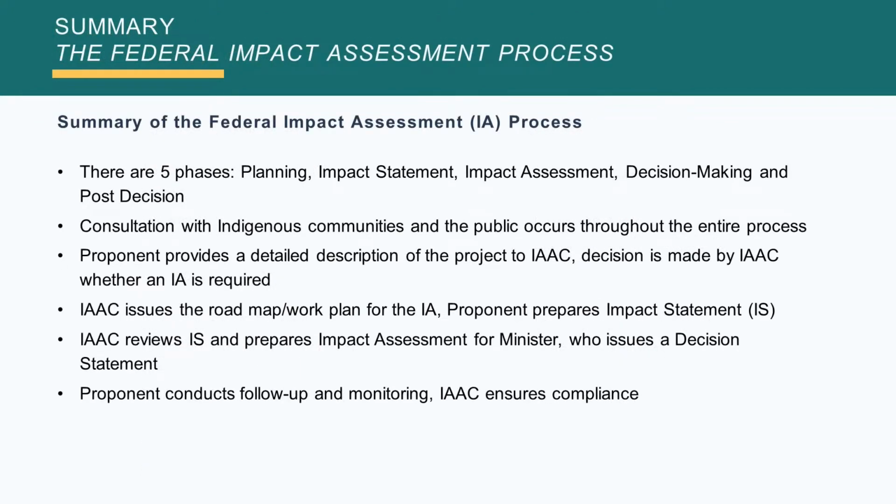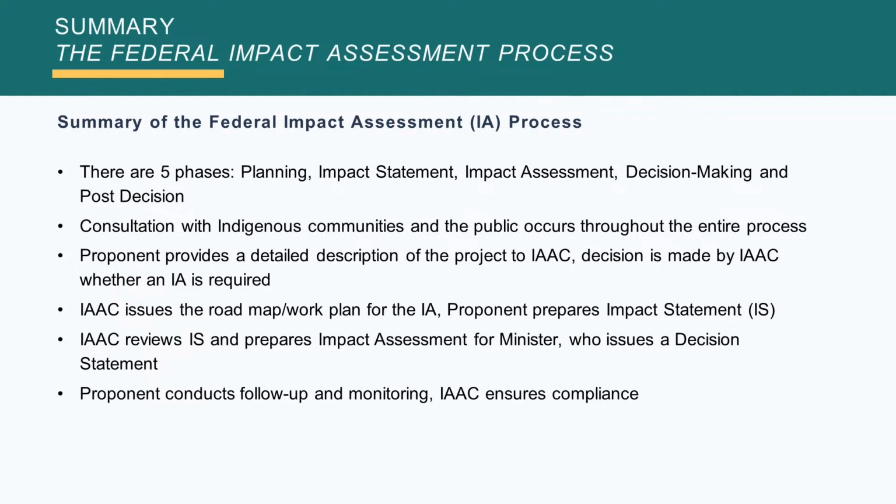So that's a lot of information, I realize that. But I want to make sure I summarize this with you so that you can see everything we're talking about here, and make sure you see the difference between the provincial process and the federal process. So there are 5 phases in the federal process: planning, impact statement, impact assessment, decision making, and post-decision. Consultation with Indigenous communities and the general public occurs throughout the entire process.